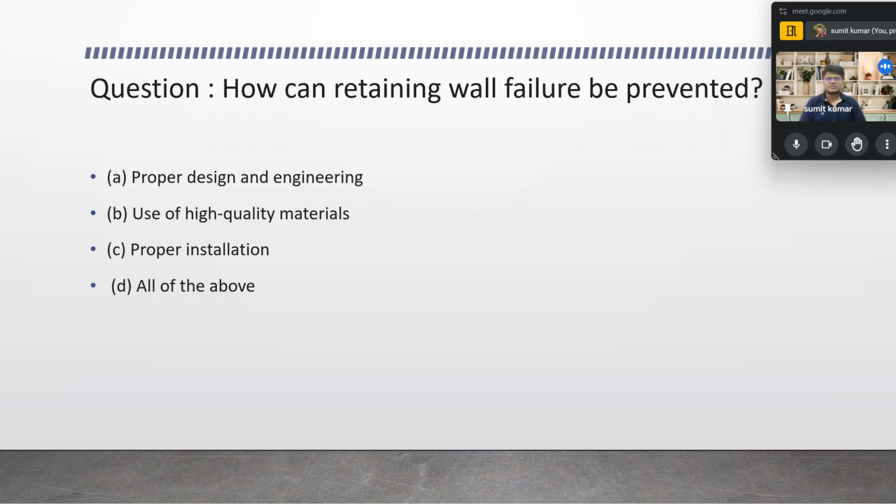So all the above options are the correct answer for retaining wall failure prevention. All things need to be mentioned. If all aspects get implemented, failure due to any reason, like drainage, overloading, or some other aspects, would not be possible.